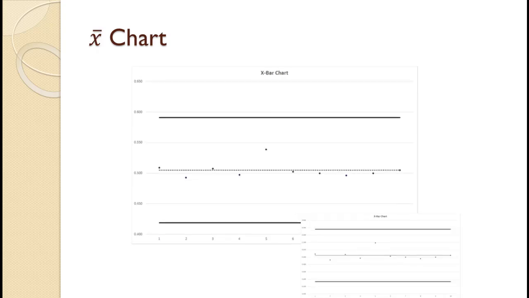This slide shows the resulting Xbar chart along with the prior Xbar chart smaller and at the bottom. None of the means changed, so the points remain the same. However, the control limits are wider.